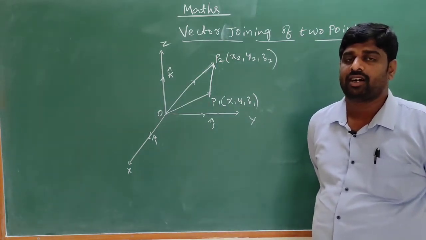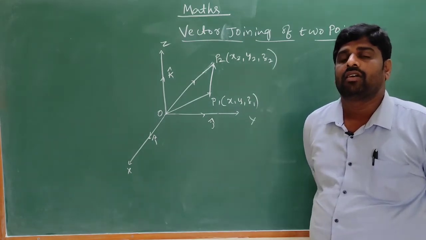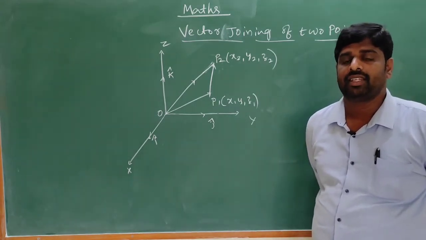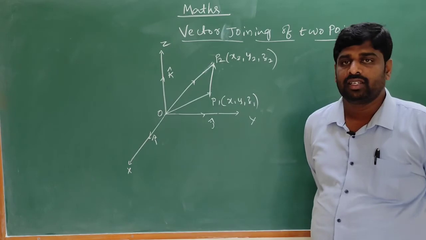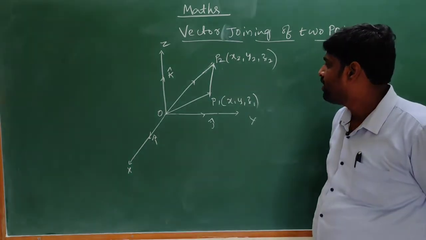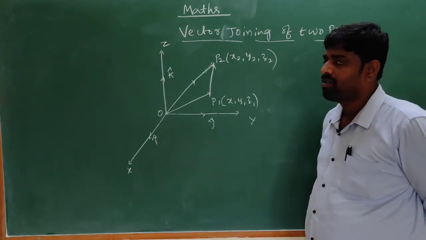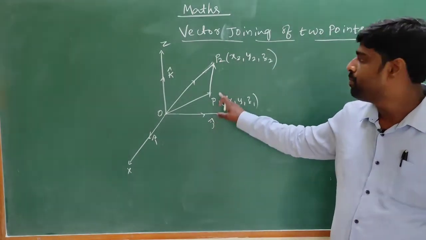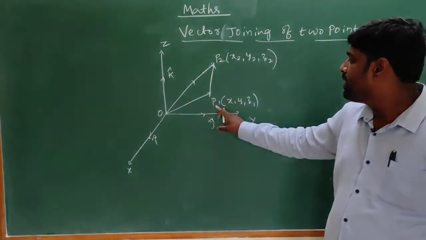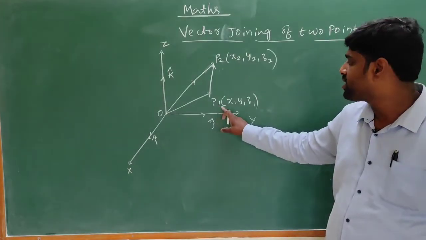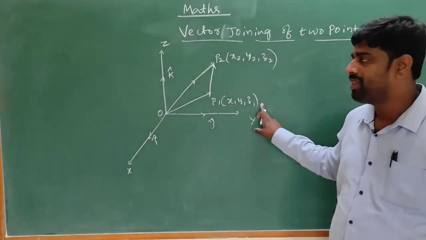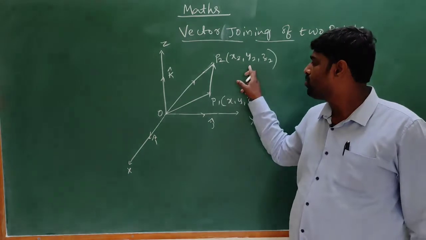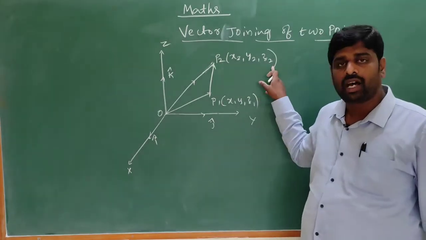In the last session, we already discussed the section formula for internal division and for external division. In this session, we have to discuss the vector joining two points formula. Here, let P1 be one point, P2 another point. Let P1 be the point (x1, y1, z1), and P2 another point (x2, y2, z2).